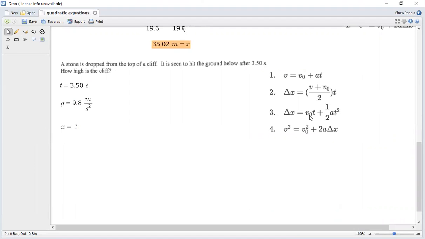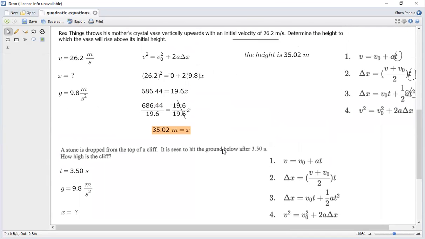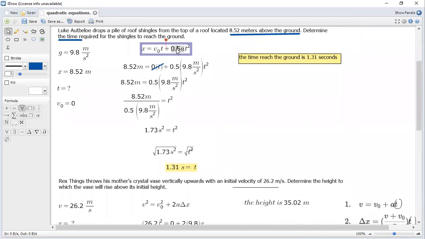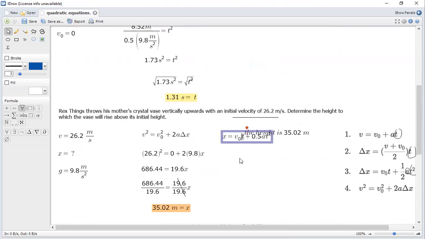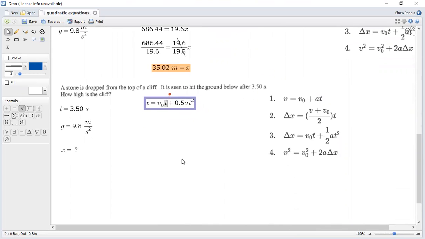Number 3, right? What will be our initial velocity? 0, exactly. What is the acceleration? Here we have, look, 9.8. What is the time? Here we have, look, 3.50. And we are gonna look for X. So we are gonna use the number 3. Remember, you can replace the 1/2 by 0.5.